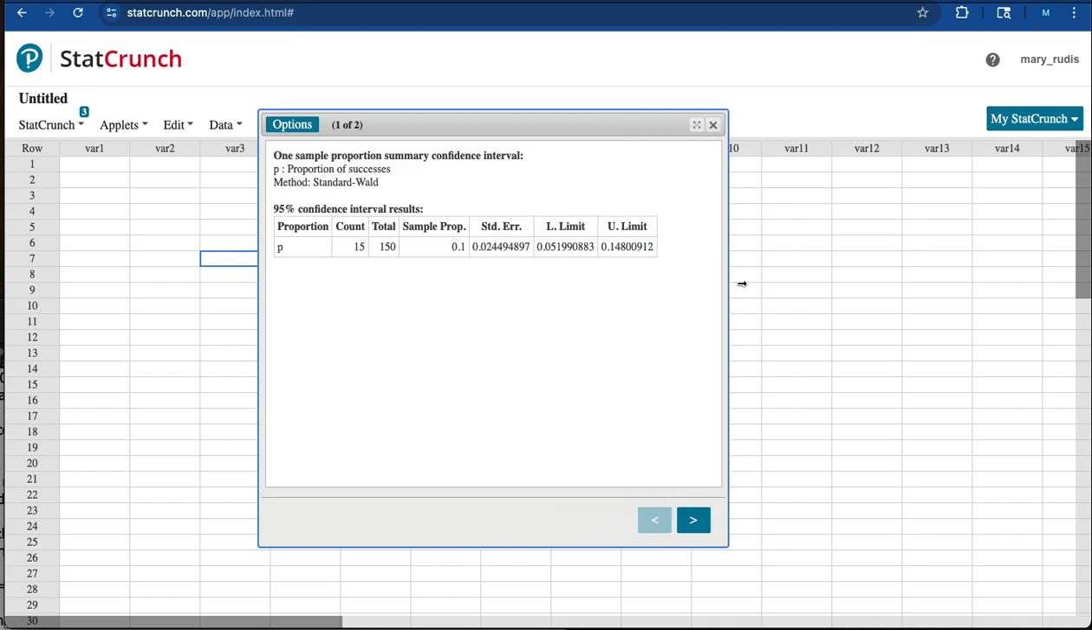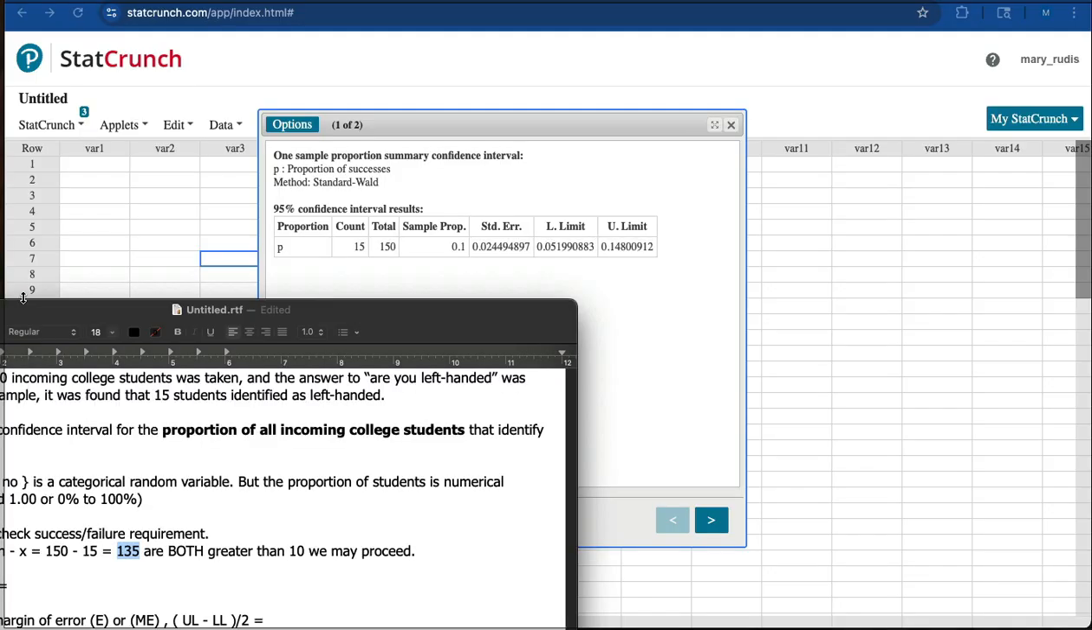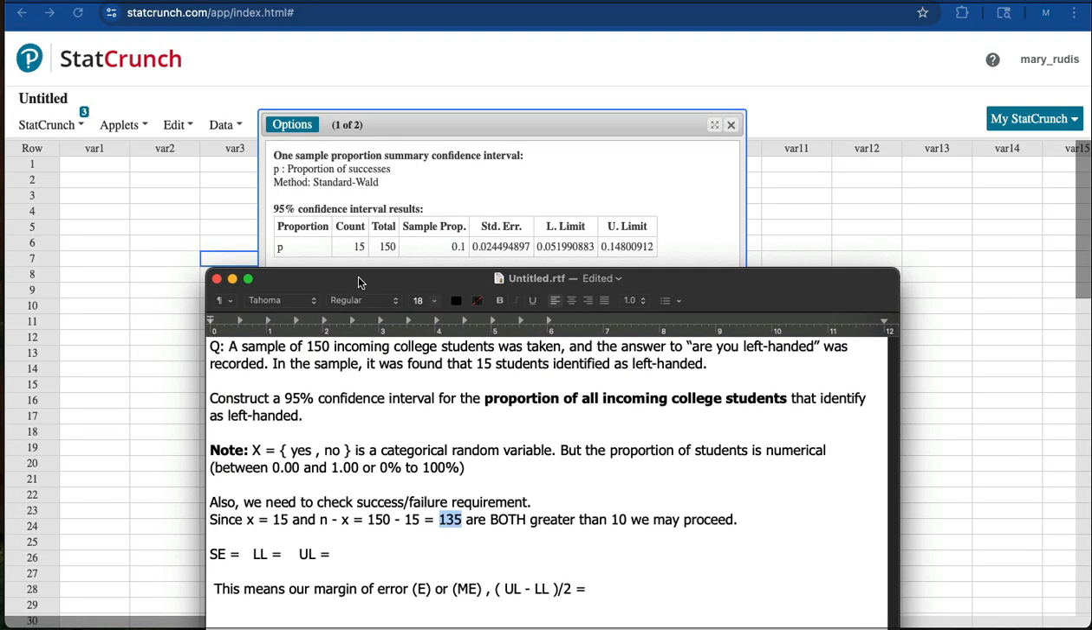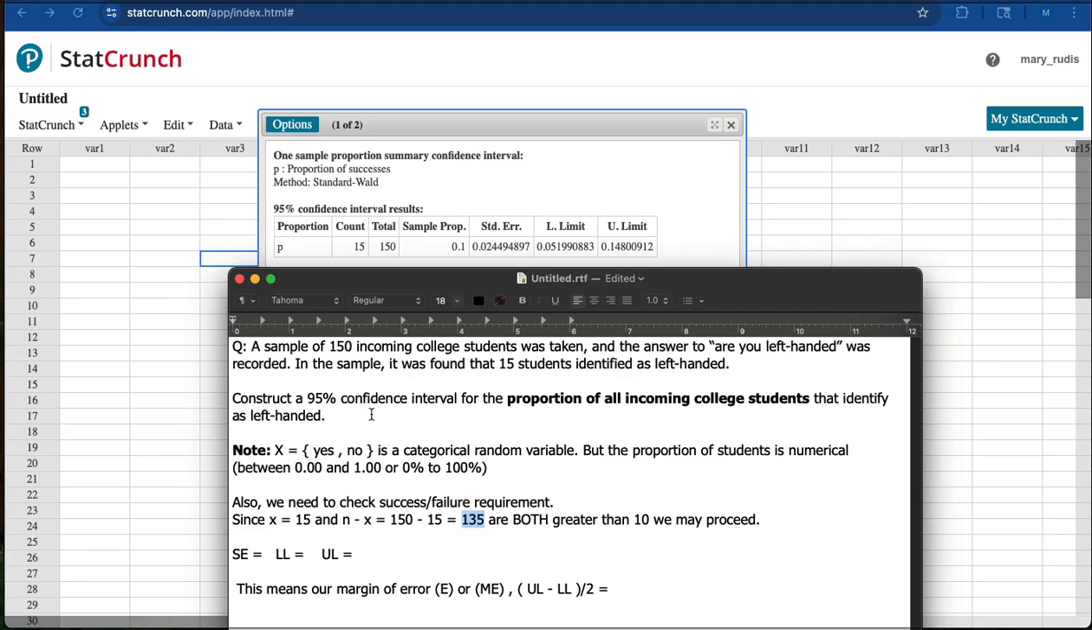And there's three numbers here that we're going to want to write down: the standard error, the lower limit, and the upper limit. So let me pull that document up again. And SE is standard error, and that is 0.02449.